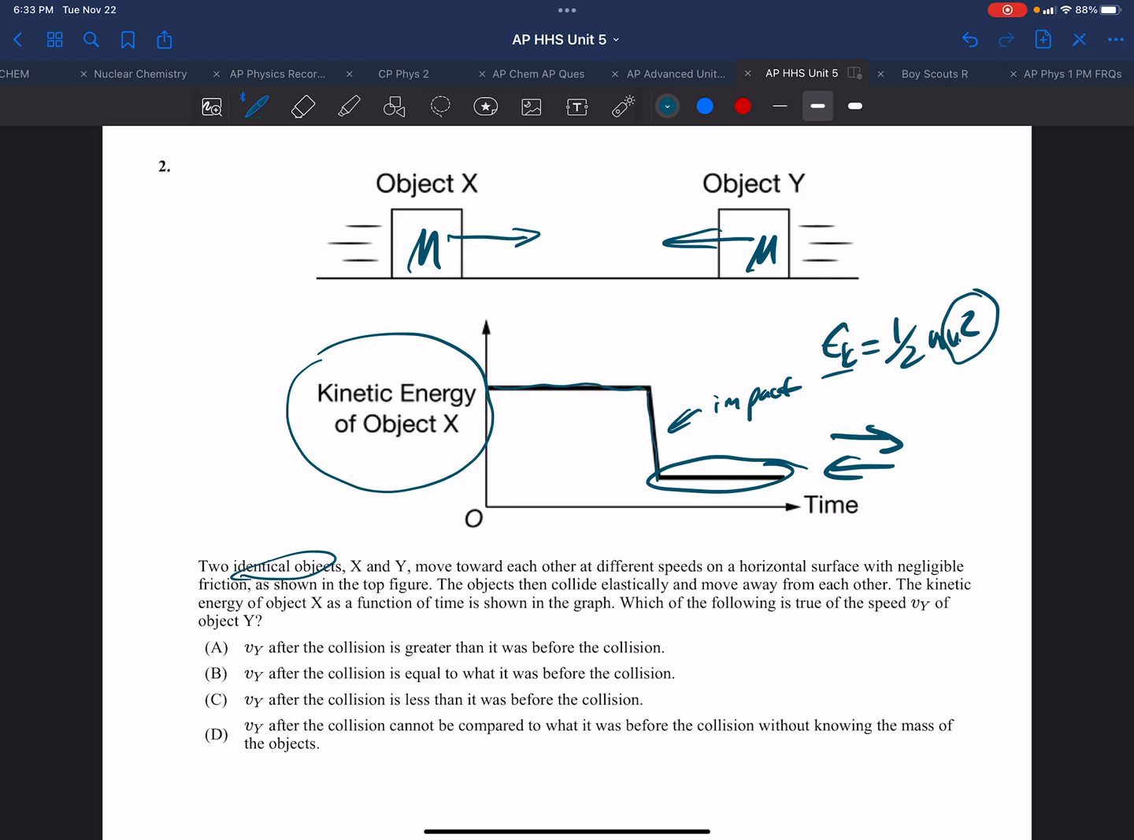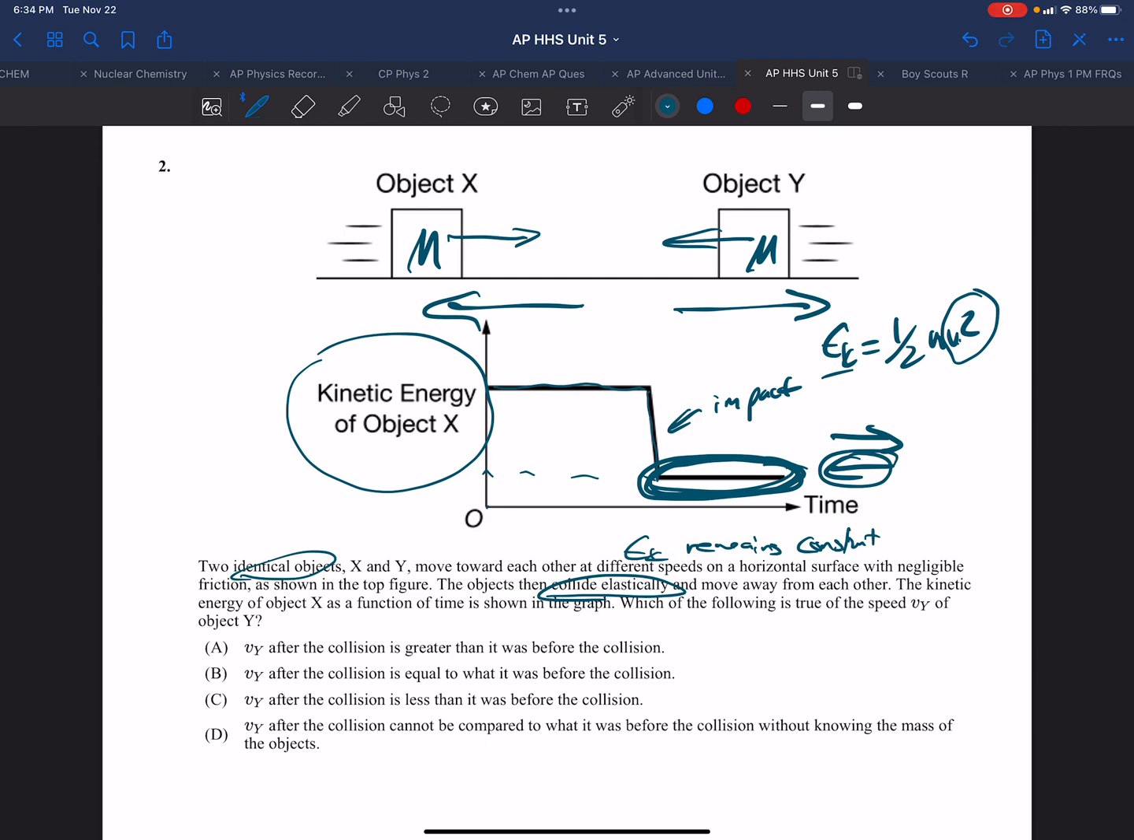Negligible friction. Collide elastically, so that means the kinetic energy remains constant. And move away from each other. So that means afterward they're moving like this. So that, of course, indicates this for X, why this kinetic energy is still above zero, because energy can never be negative. Energy can only be positive. So this indicates it going in this direction.